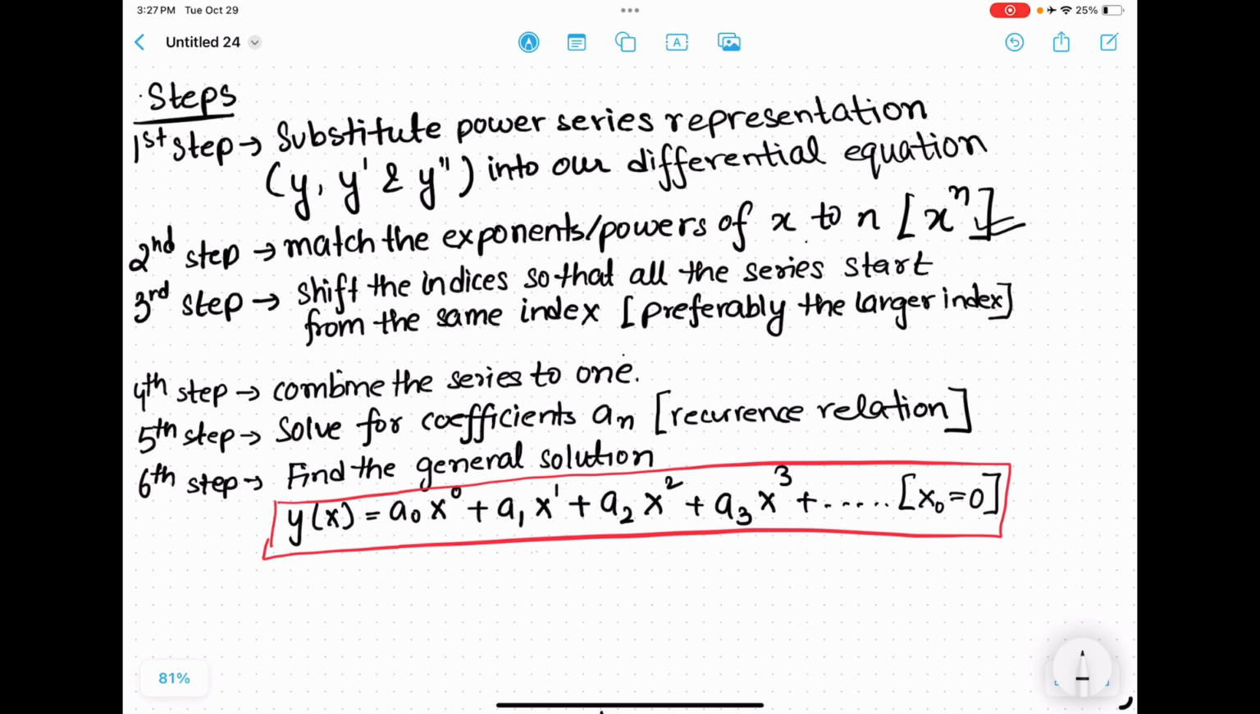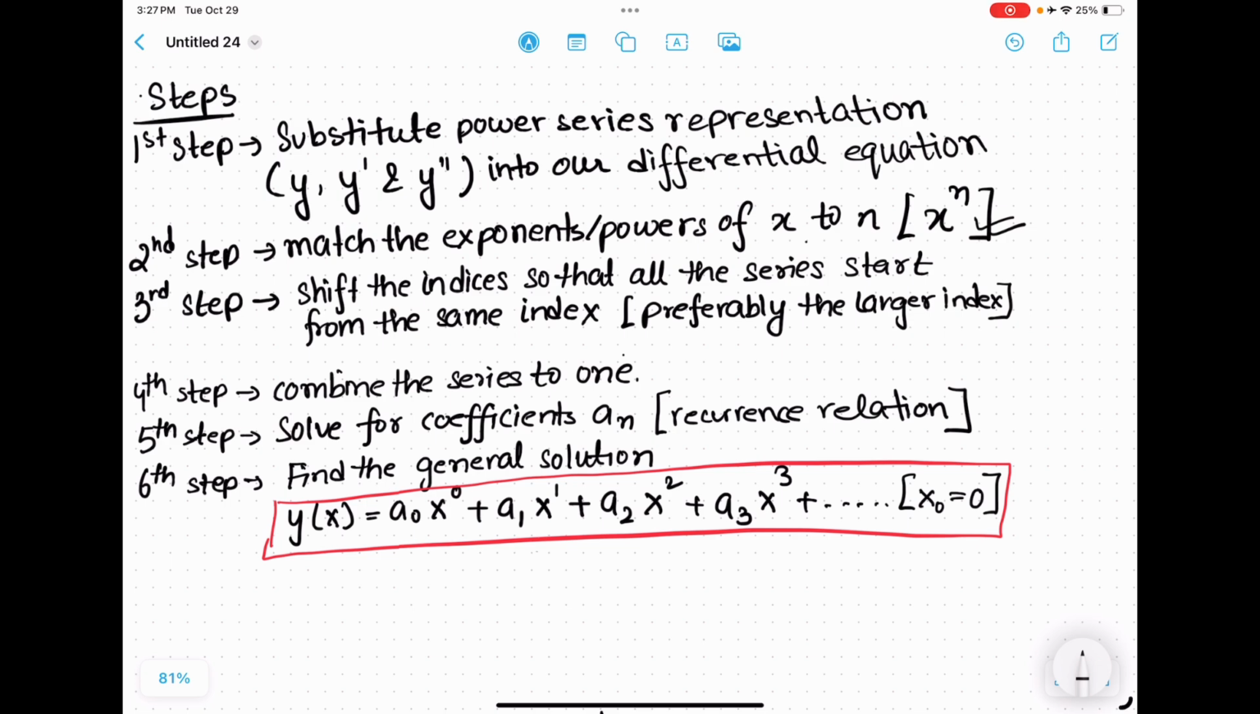So we need to make sure that all the x's of the multiple power series that we have all have the power of n. And then our third step would be shifting the indices of all the power series we have. Okay, and remember the third step comes after the second step, so we will shift them after we transformed them so that their powers or their exponents have been transformed to n.